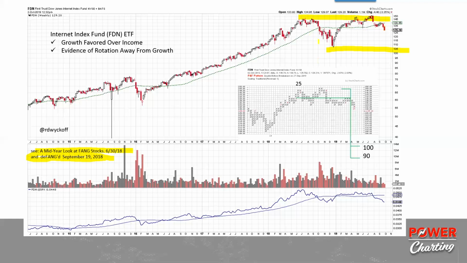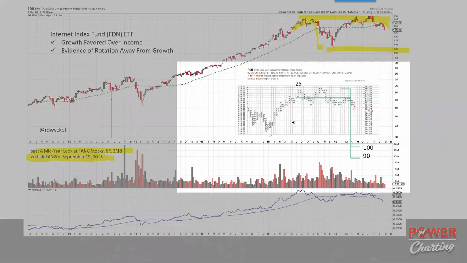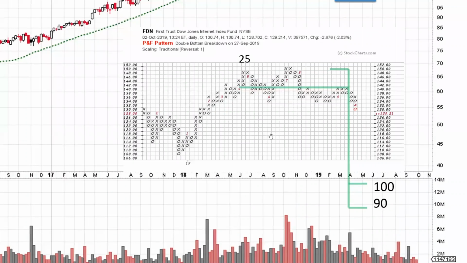So we're in a range-bound condition. We evaluated this area here for a distribution and a drop. We got it. Now let's evaluate this area here. You have seen this chart before, and what I'd like to focus on is the point and figure chart. So let's just zoom into that.